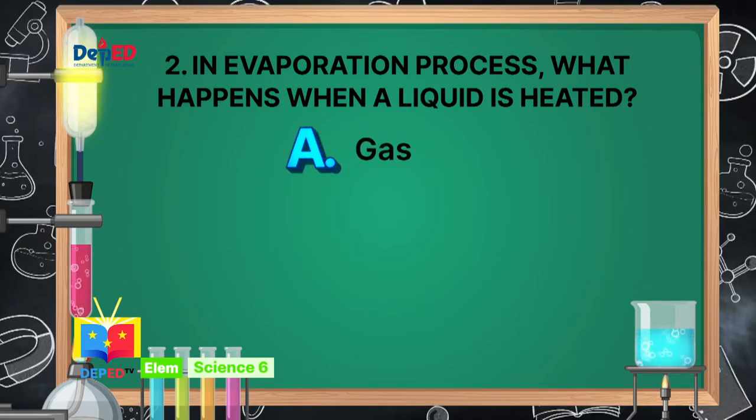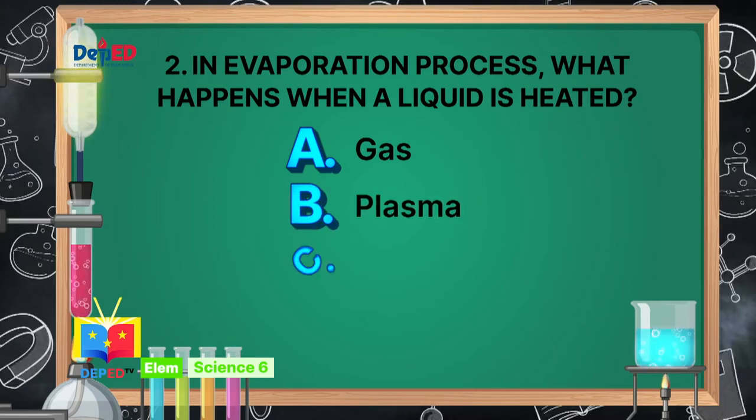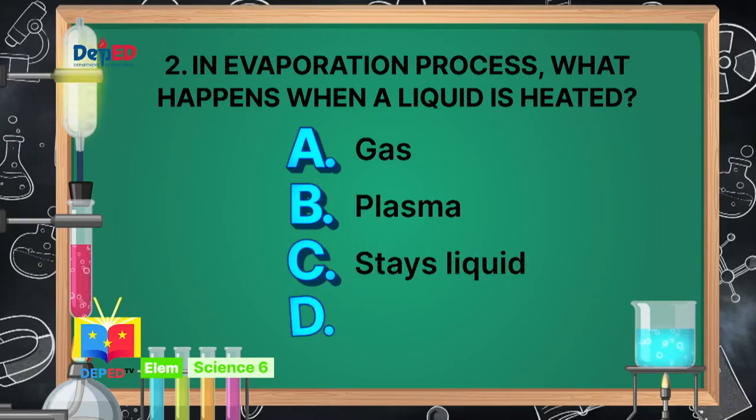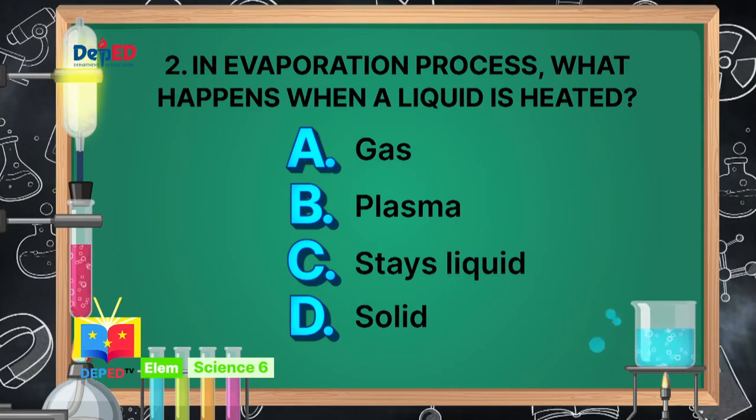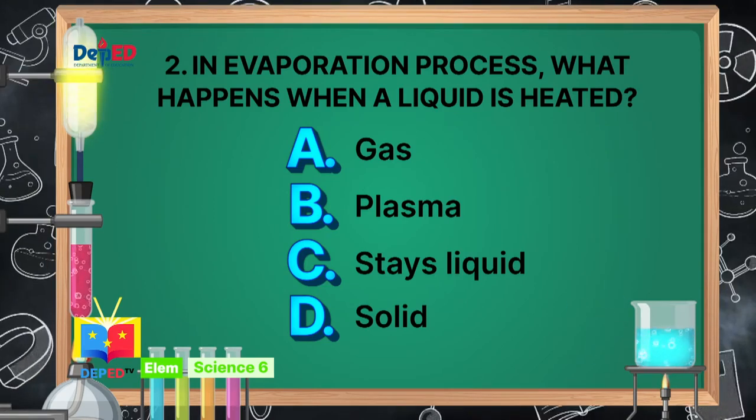Number 2. In evaporation process, what happens when a liquid is heated? A. Gas. B. Plasma. C. Stays liquid. Or D. Solid. The correct answer is A. Gas.